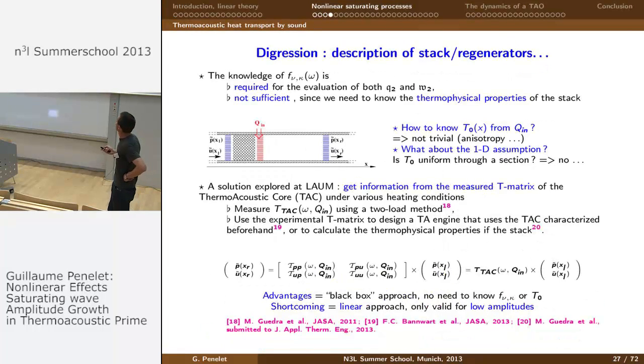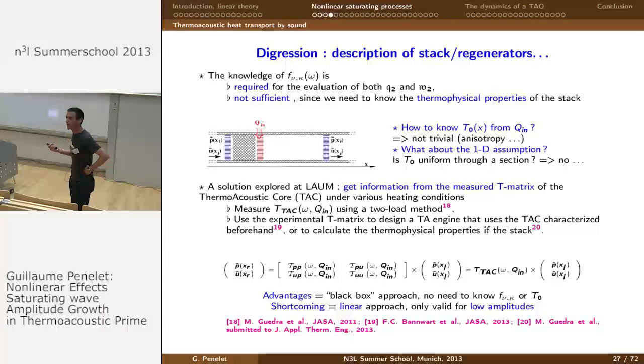But actually there's another problem, which is related to the description of heat transfer through a stack. Because the only knowledge of this function is not sufficient. In a real engine, what we know is the heat that we provide to the stack. And to calculate the thermoacoustic amplification, we need to know the temperature distribution along this thermoacoustic core. But if we do not know the thermophysical properties of the stack itself, which is highly anisotropic, then we cannot do anything.